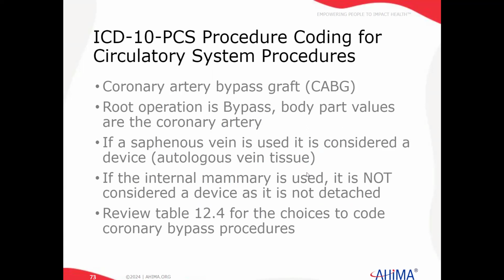If a saphenous vein is used, it's considered a device, and it's an autologous vein tissue type of device. If an internal mammary artery is used, it is not considered a device as it's not detached. We're not removing it as we would a saphenous vein from the leg and reattaching it. So take a close look at table 12.4 for the choices to code these bypass procedures.